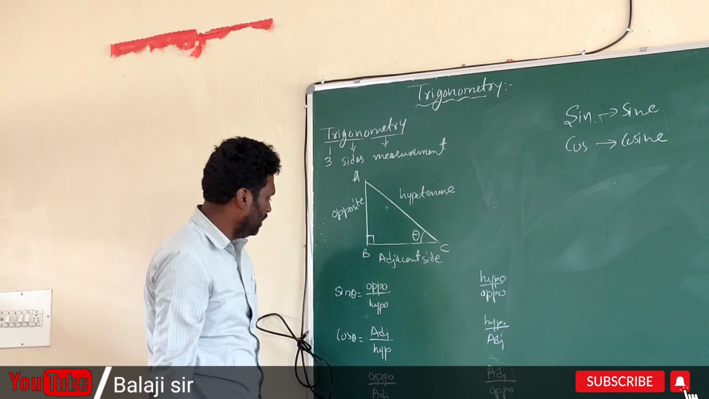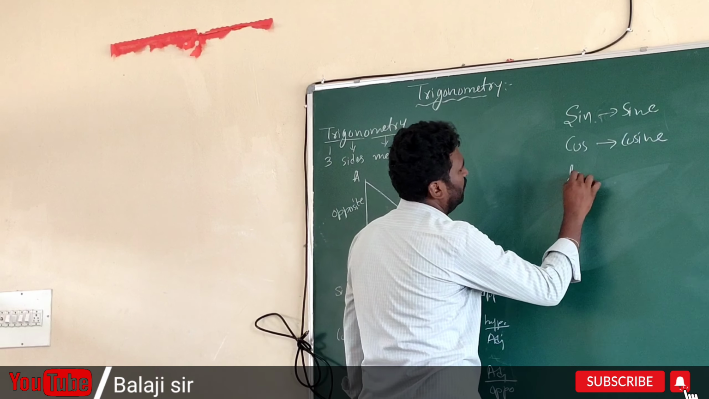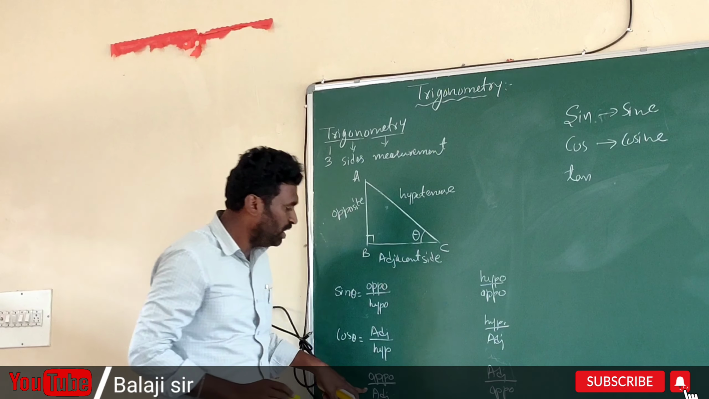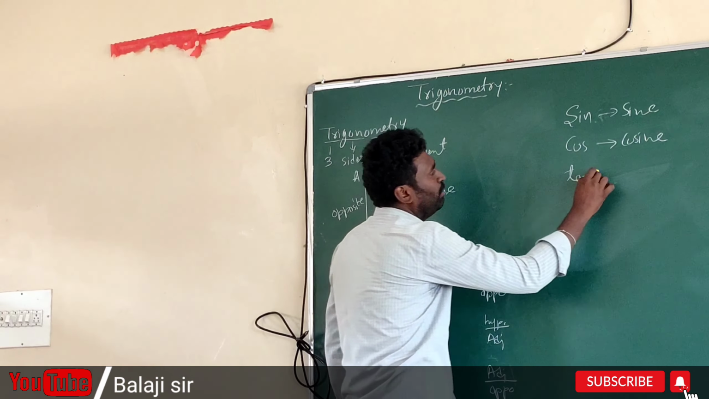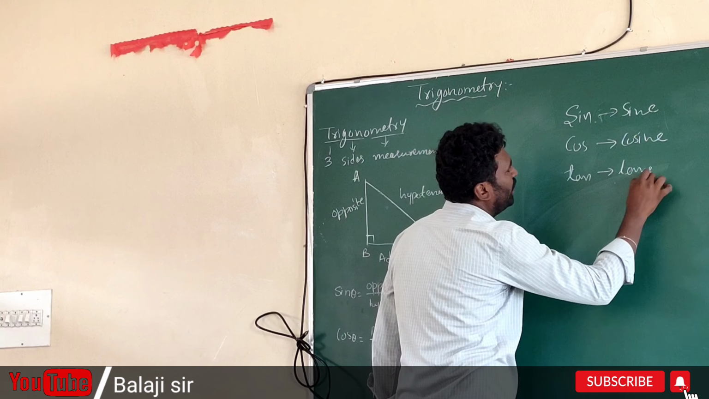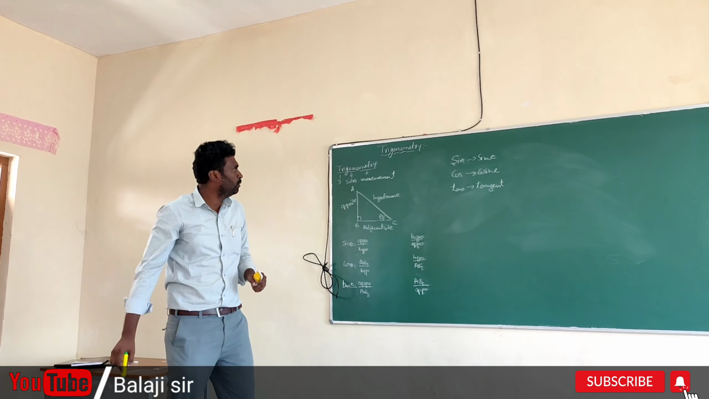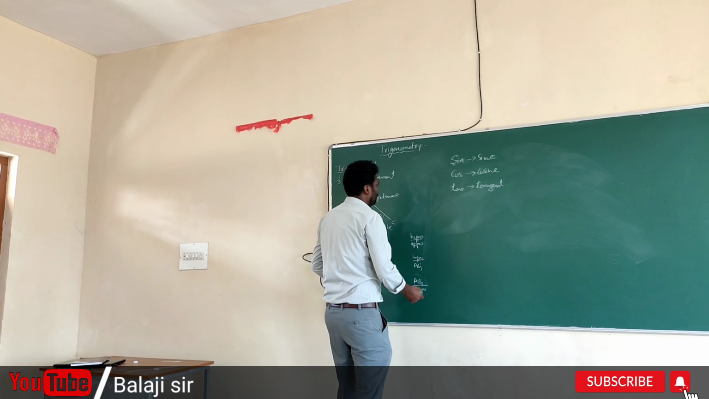The next is tan. This ratio's name is tan, but its complete name is tangent. Where have we heard this name already? There is no need to explain tangent now. In short we write it as tan theta. Agreed? Yes, sir.